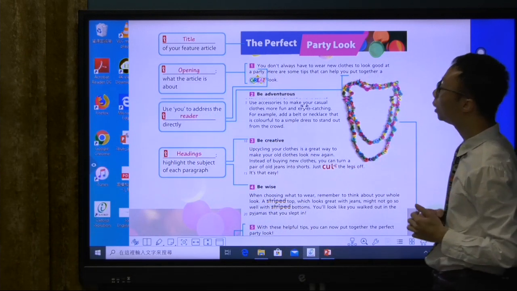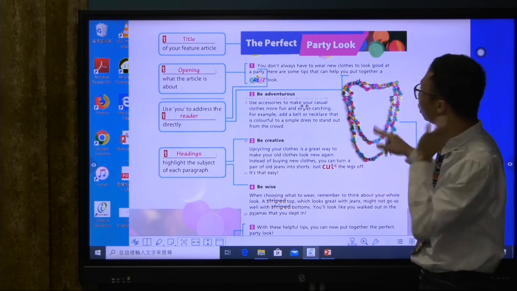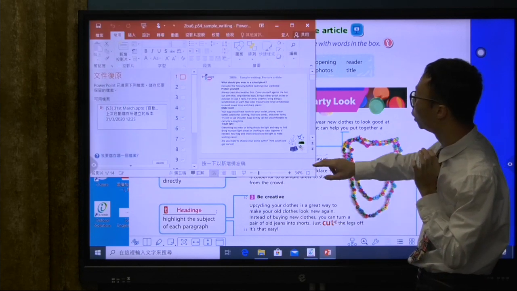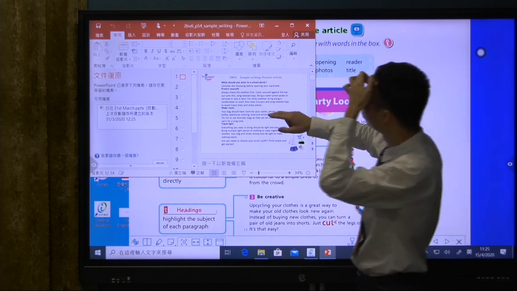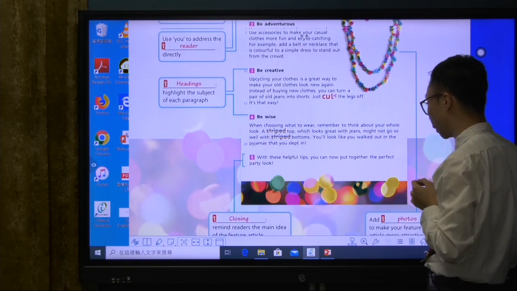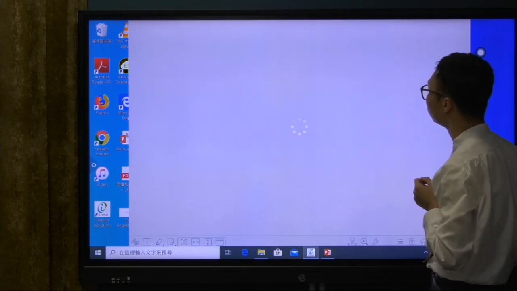Alright, so let's see. Any questions so far? Questions? Okay. So we just quickly look at this one. Okay, I'll show you. Now we've figured out this page and we go into the next page.